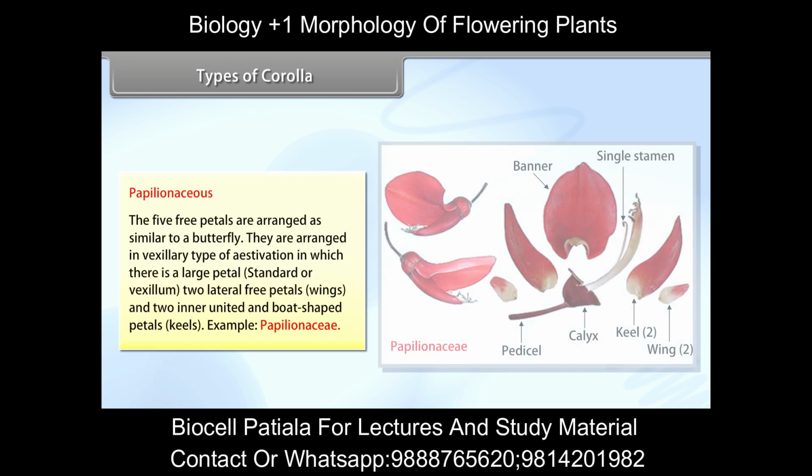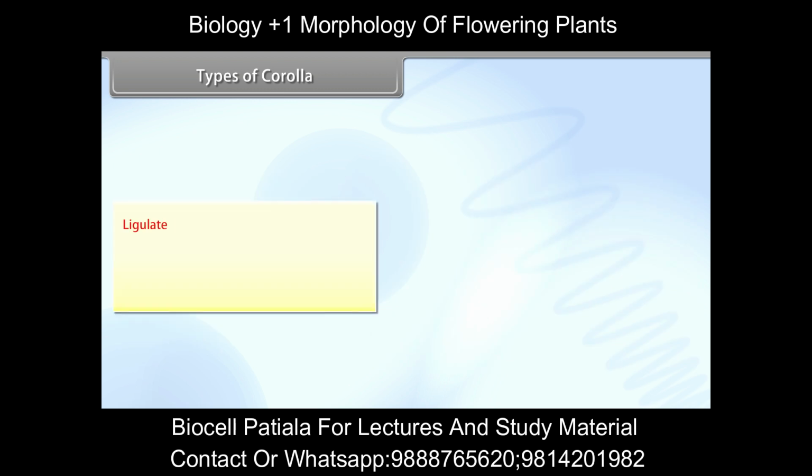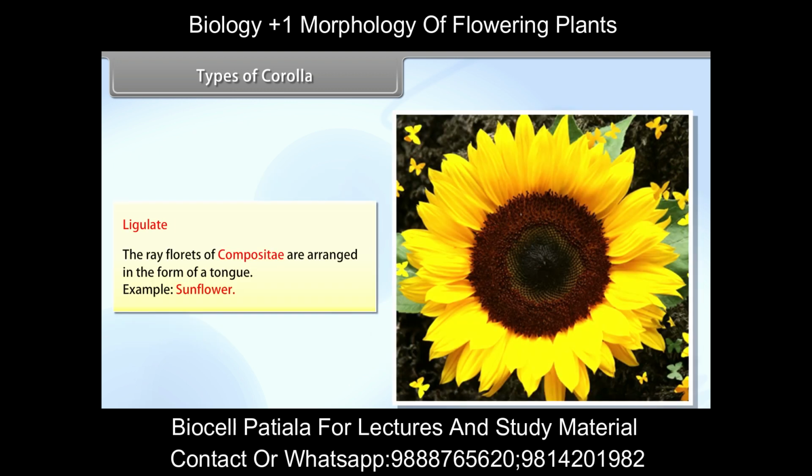Papilionaceous. The 5 free petals are arranged similar to a butterfly. They are arranged in vexillary type of aestivation, in which there is a large petal, standard or vexillum, 2 lateral free petals, wings, and 2 inner united and boat-shaped petals, keels. Example, Papilionaceae. Ligulate. The ray florets of compositae are arranged in the form of a tongue. Example, sunflower.